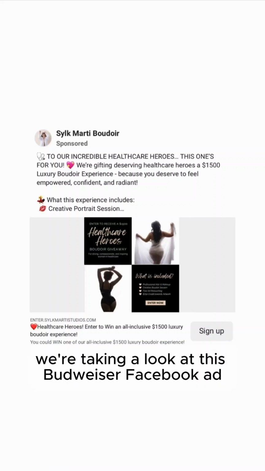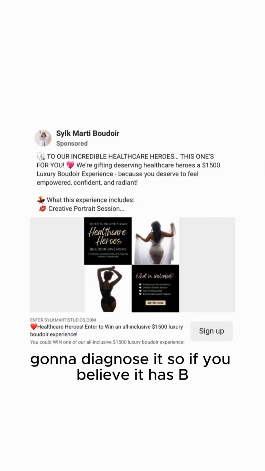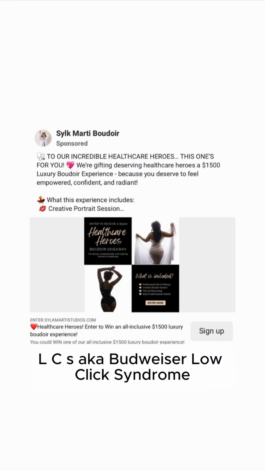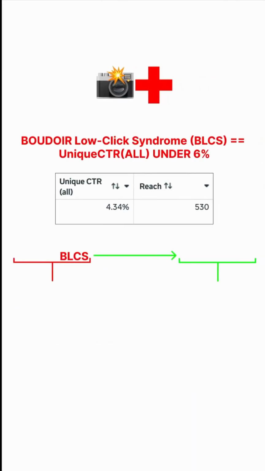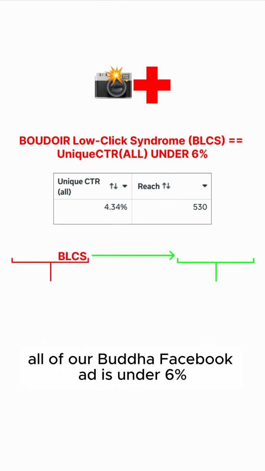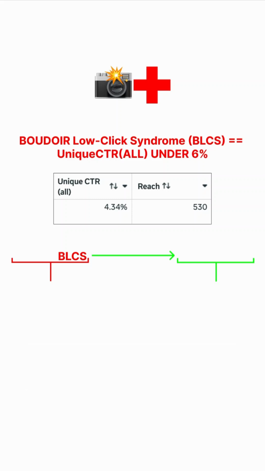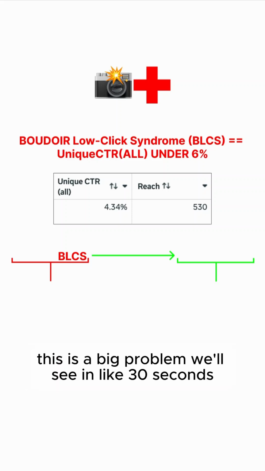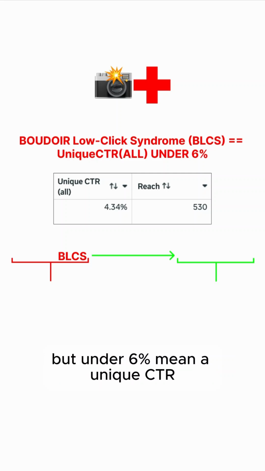All right, y'all, we're taking a look at this Boudoir Facebook ad. We're going to diagnose it if we believe it has BLCS, aka Boudoir low click syndrome. Now, Boudoir low click syndrome is when the unique CTR-all of our Boudoir Facebook ad is under 6%. This is a big problem, as we'll see in like 30 seconds.